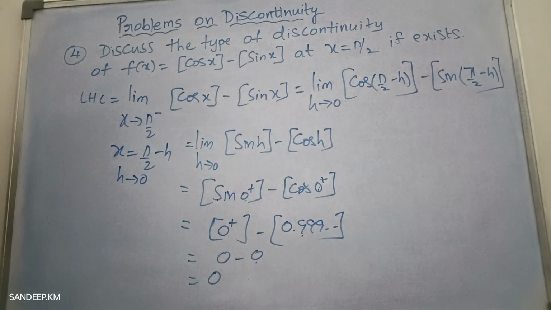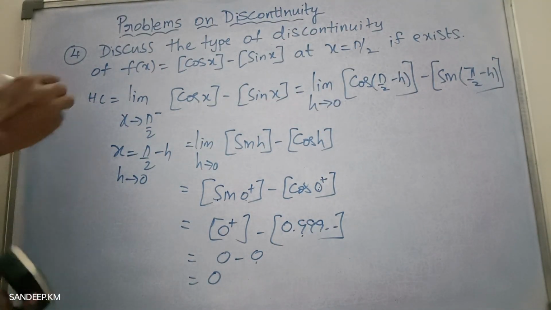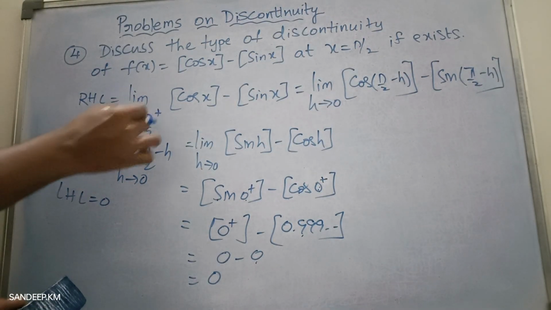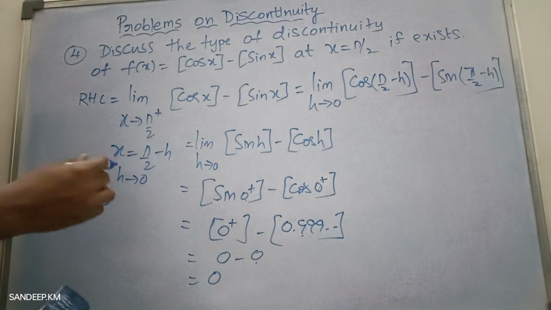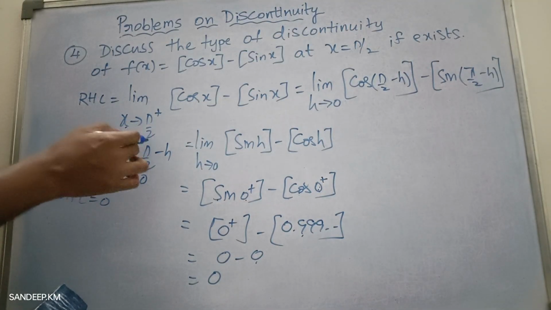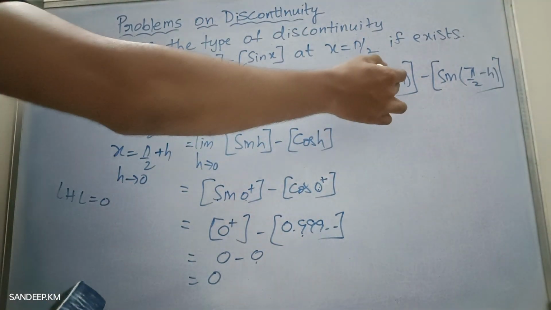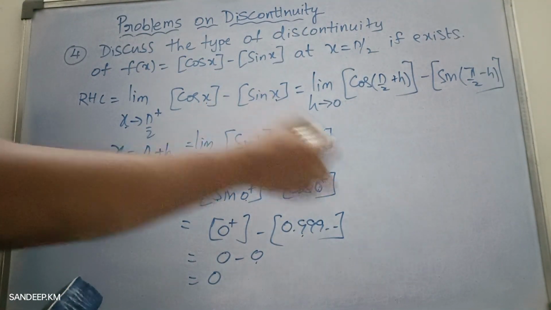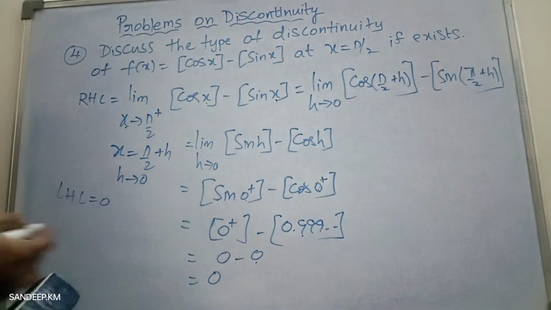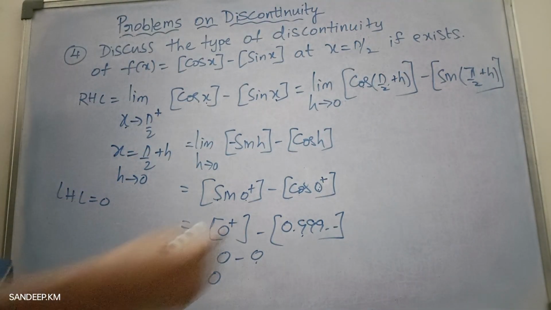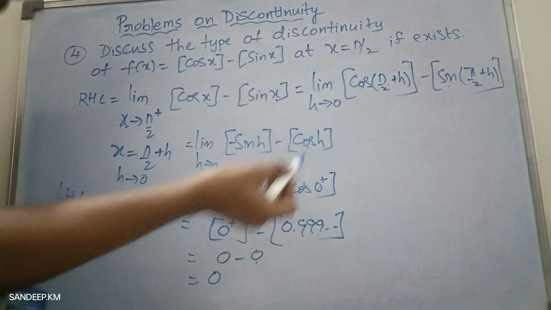Let us see what is the right hand limit. I'll use the same solution to find the right hand limit. Remember, we have got left hand limit as 0. So limit x approaches 0 plus, same function, and x approaches pi by 2 plus means x is equal to pi by 2 plus h, where h is approaching 0, and instead of x we will write pi by 2 plus h, and here also instead of x we will write pi by 2 plus h, and cos of 90 plus h is minus sin h, and sin of 90 plus h is cos h itself.